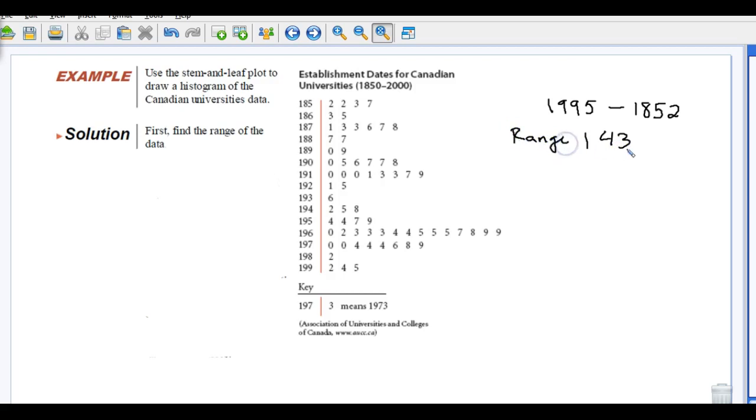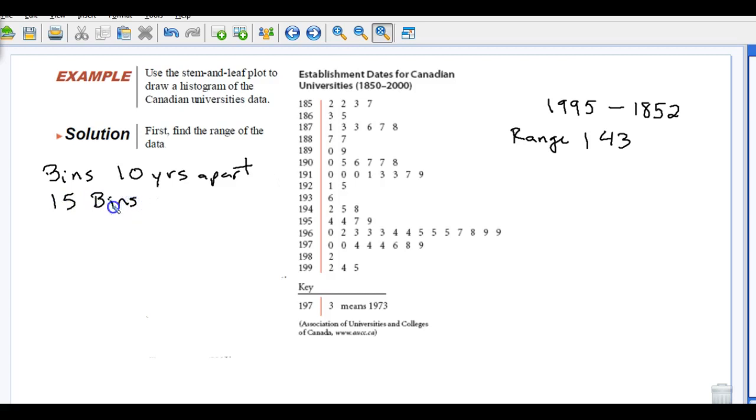So now we can look at this and say, I know my numbers are 143 years apart. Now I have to figure out what I want to do in order to draw a histogram. I have to figure out how many bins I want and how wide they should be. Let's say I have them 10 years apart. That means 10, 20, 30, 40, 50, and I have to go all the way up to 150, so I would need 15 bins.